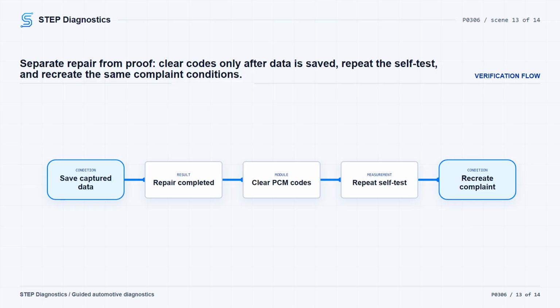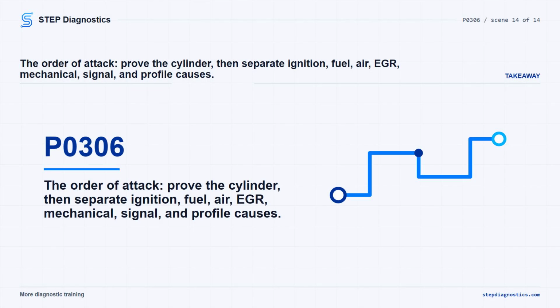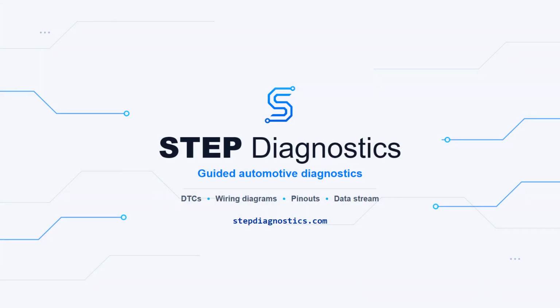Do not jump straight to a coil or plug just because the code names cylinder 6. Prove compression, code priority, power balance, ignition output, injector behavior, air leaks, EGR influence, base engine condition, crank signal integrity, and misfire profile in order.